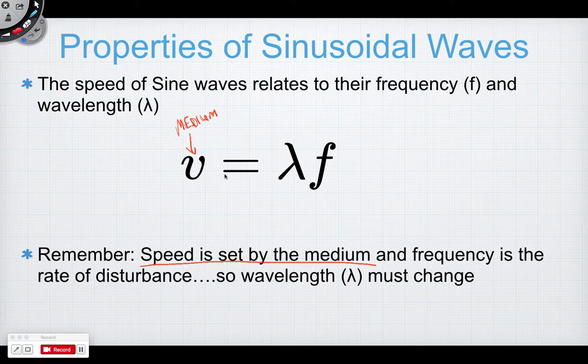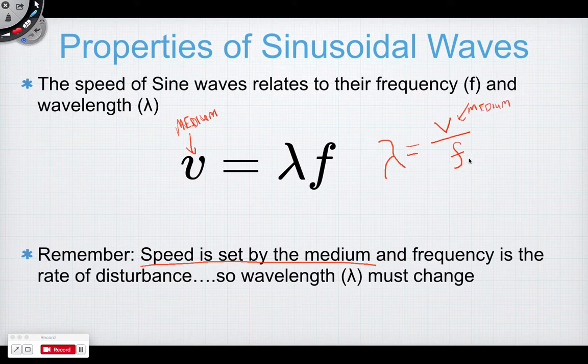And so I can calculate from here. Actually, let me rearrange it. I like this equation. This is much more functional here, that the wavelength is equal to the speed through the medium of a wave divided by the frequency. And why do I like this? This is set by the medium.